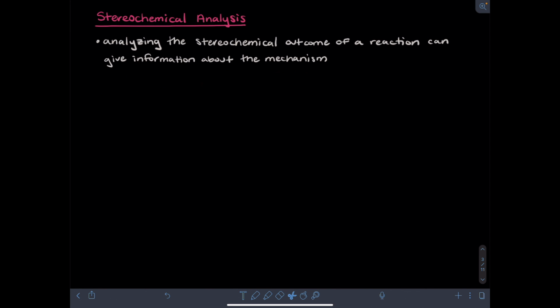Another common mechanistic tool for organic chemistry is performing stereochemical analysis. Starting out with one stereochemistry of starting material, figuring out what the stereochemistry of the product is, and using the stereochemical outcome to give you information about the reaction's mechanism. As an example, let's consider two possible pathways for substitution reactions of alkyl halides.